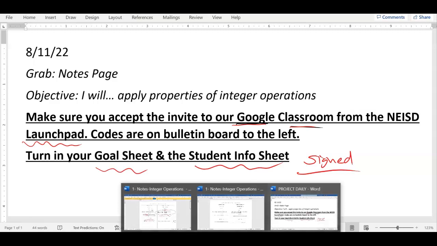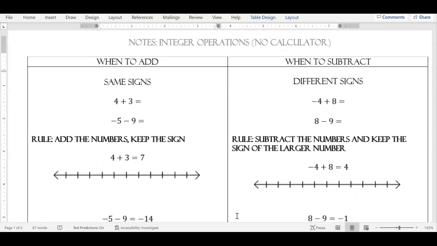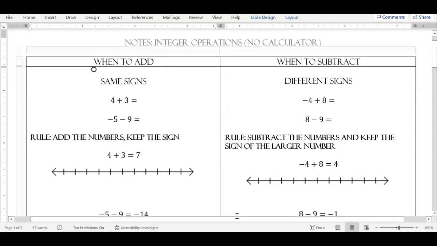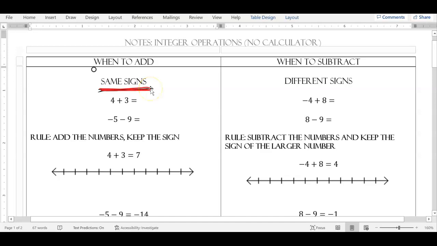We have notes today on integer operations, and this is a no calculator notes sheet and assignment. So we're going to be doing some mental math today. There's two types of ways to add and subtract positive and negative integers. Integers are numbers that we use here. On the left-hand side here is how to add same signs together. And by same signs, we mean positive and negative signs. And then on the right-hand side here, we have what to do when to subtract. It's when we have different signs.